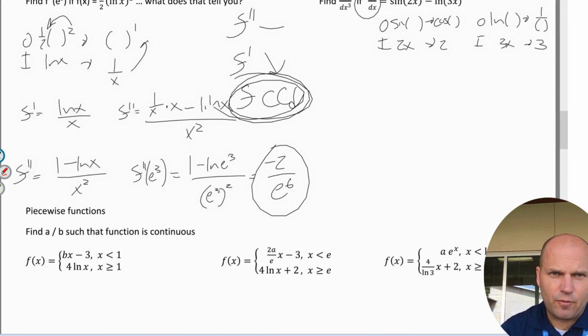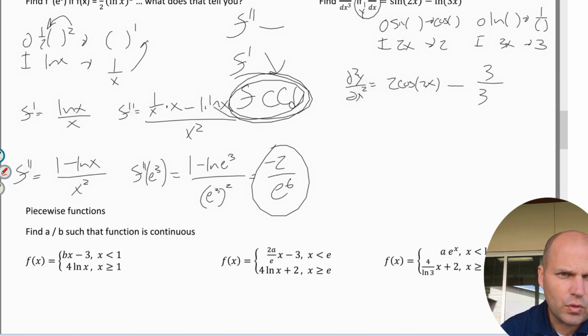So I already have the first derivative. That's already y prime. So the second derivative, again, the notation for the second derivative is this. You need to be familiar with that. It would be 2 cos 2x. That's the first one. And then I'd minus 3 over 3x. Well, that simplifies to just be 1 over x.